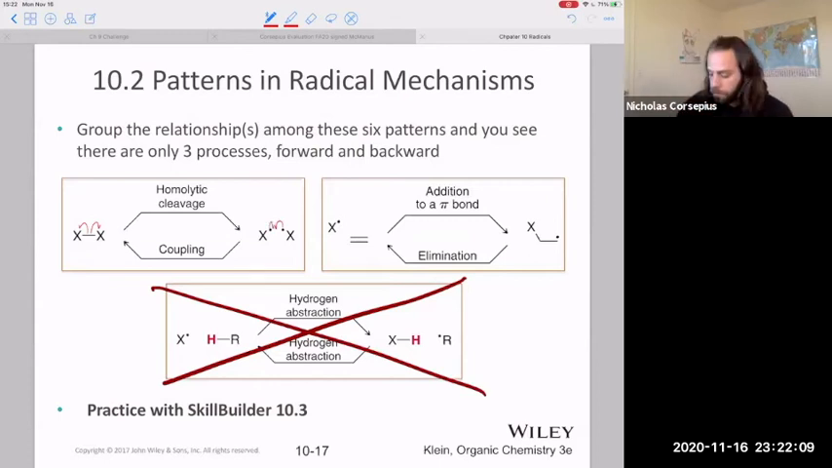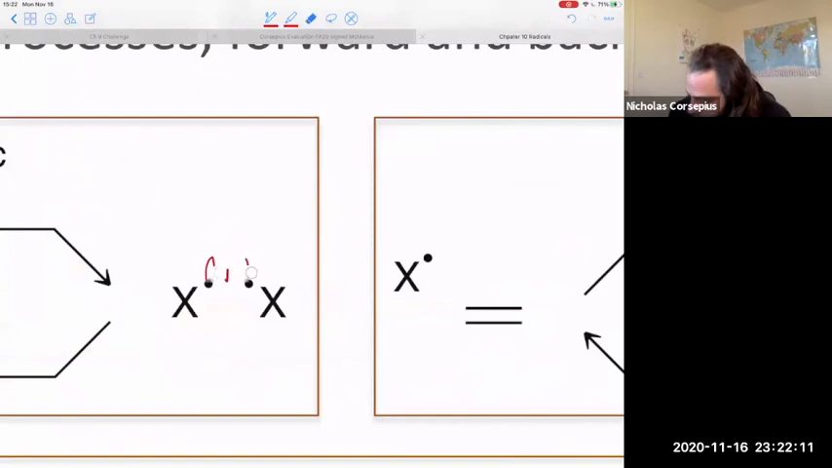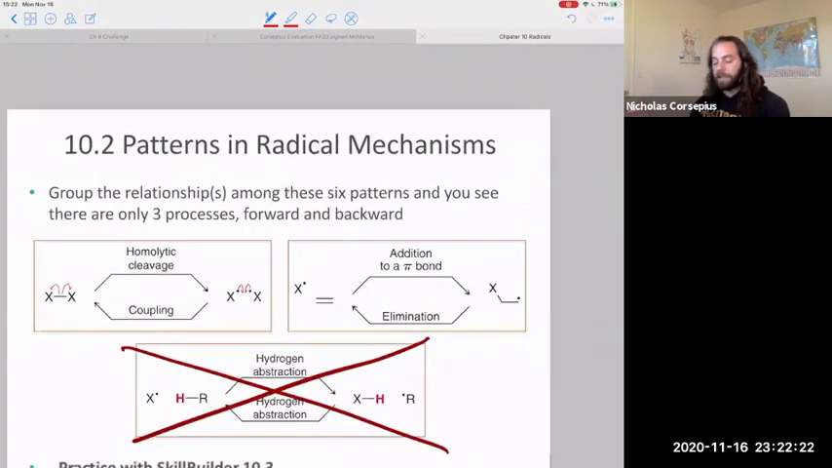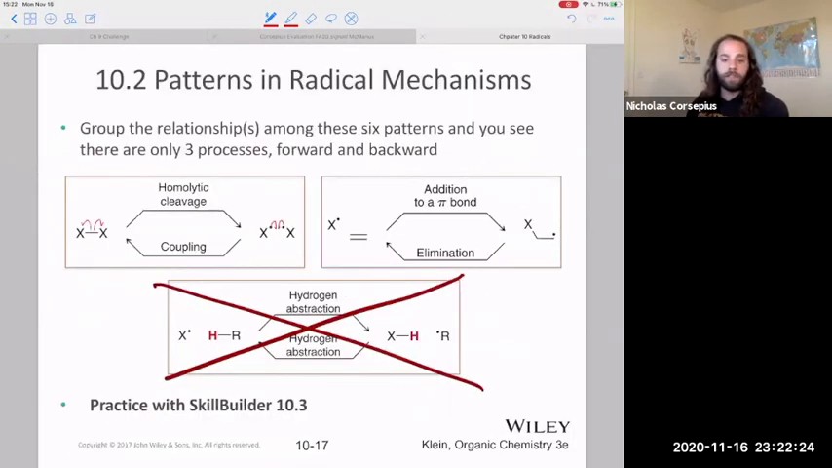So my fish hooks got kind of messy. Let me make this prettier. So this comes and forms a new bond, and then this comes and forms that new bond, right? So homolytic cleavage and coupling are just the opposites of one another. And same thing with the addition to the pi bond. Radical addition and radical elimination are just opposites, right?